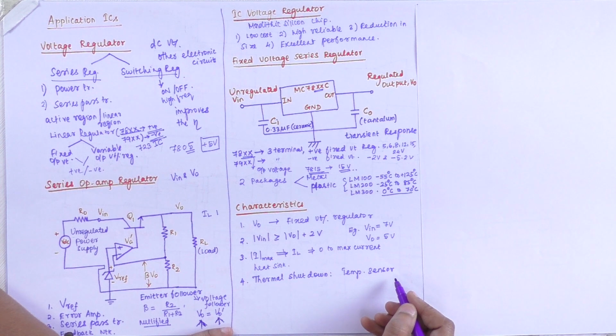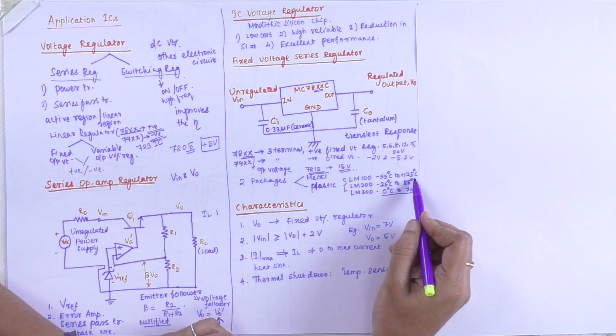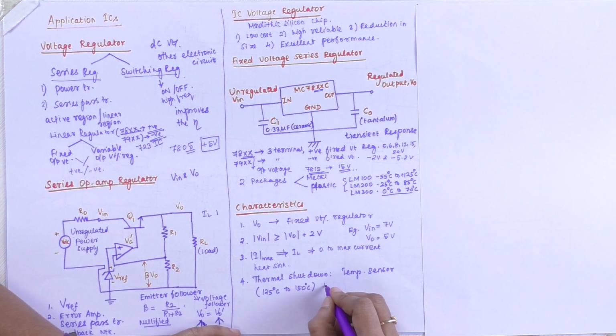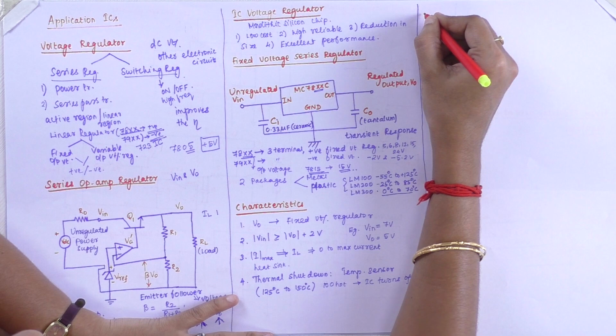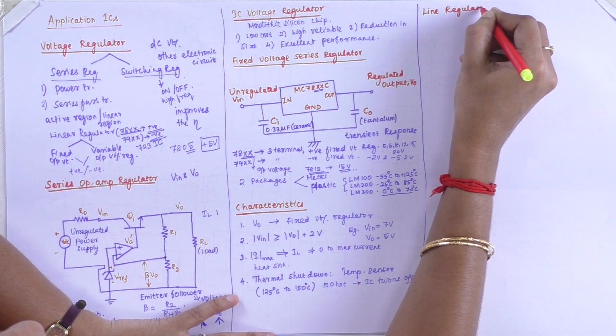Every temperature sensor has a particular temperature range. As I mentioned, the LM100 works in the range of minus 55 degrees centigrade to 125 degrees centigrade, whereas this temperature sensor can withstand a maximum of 125 degrees centigrade to 150 degrees centigrade. If it gets too hot, your IC automatically turns off. Next we are going to see a few definitions. One is line regulation, or I call it input regulation.